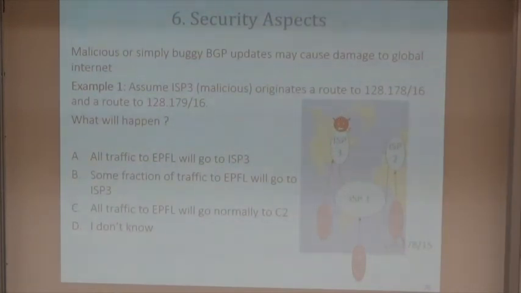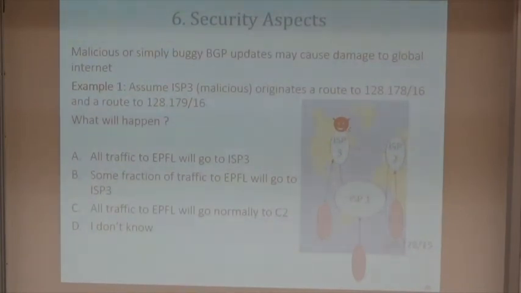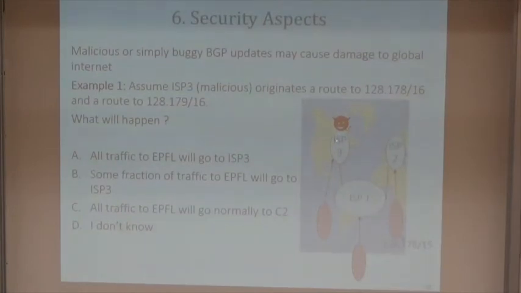Assume this guy pretends to be EPFL. The goal is to attract the traffic that goes to EPFL, for example, because EPFL is hosting sites about Tor or Bitcoin, something that is forbidden in this country, so they don't want the traffic to go there, but instead go somewhere else that will be under the control of this guy here. So, will it work? If ISP3 simply injects and says to its neighbors, I have a route to this and to that, what will happen? What do you think will happen?